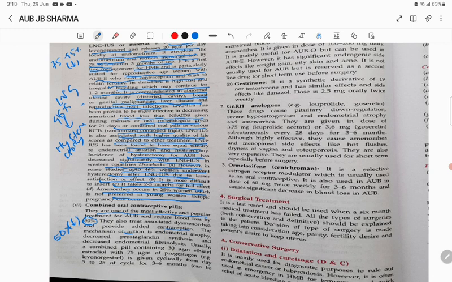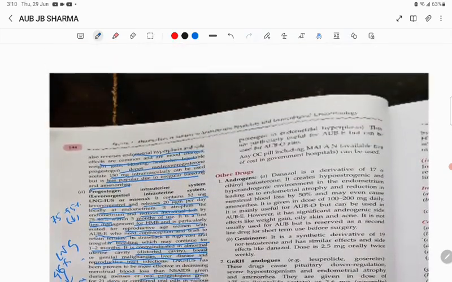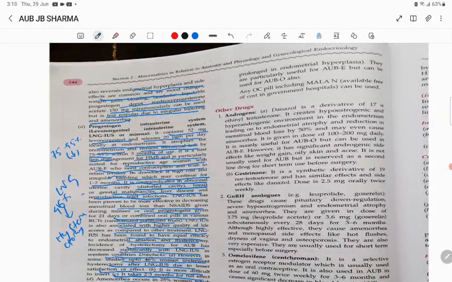The mechanism of action: endometrial atrophy, decreased prostaglandin synthesis, and decreased endometrial fibrinolysis. Usually a combined pill containing 30 microgram estradiol with 75 microgram levonorgestrel is given cyclically from day 5 to day 25 per cycle for 3 to 6 months. It can be prolonged in endometrial hyperplasia cases. They are particularly useful in AUBO but can be used for AUBE also. Any OC pill, including Mala-N, available free of cost in government hospitals can be used.